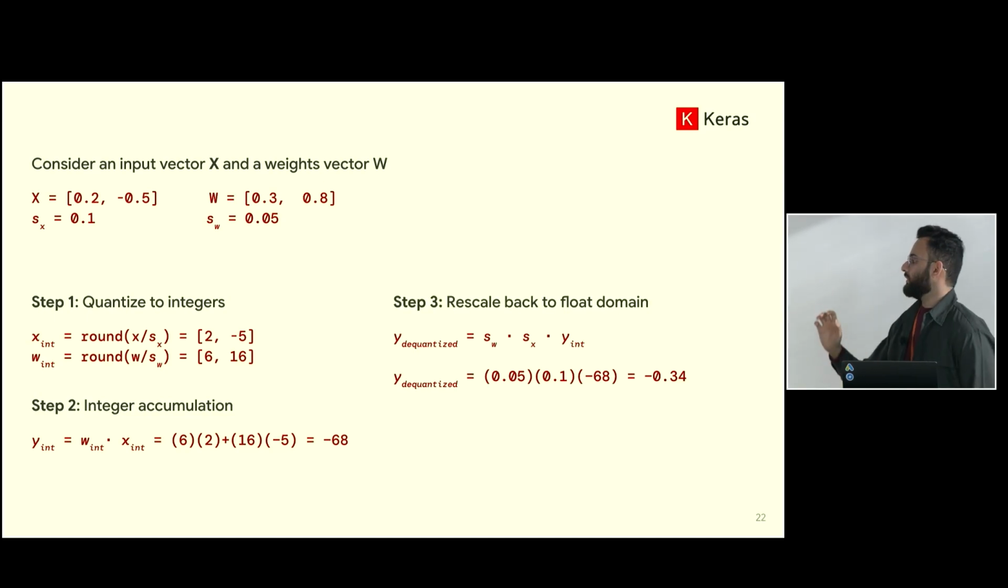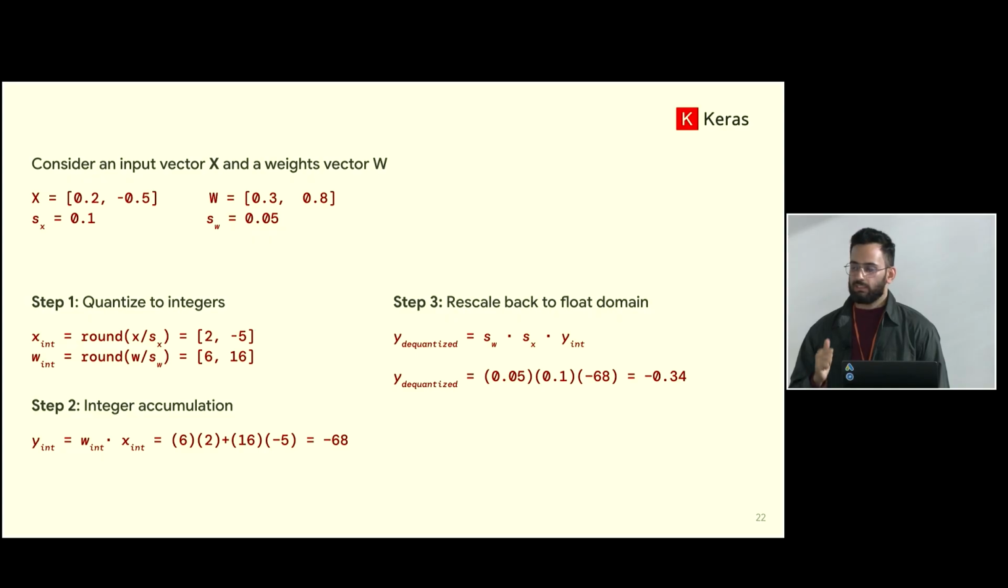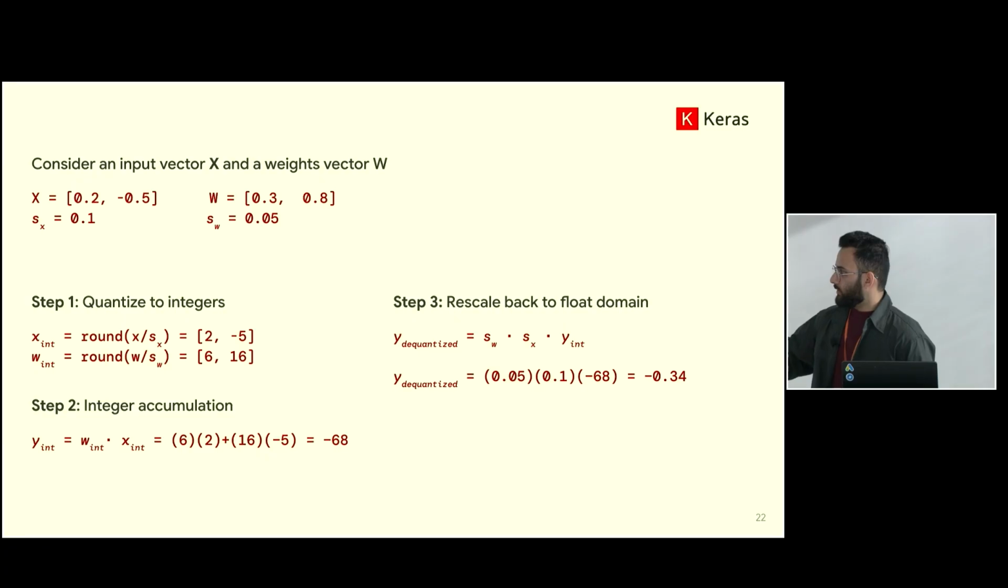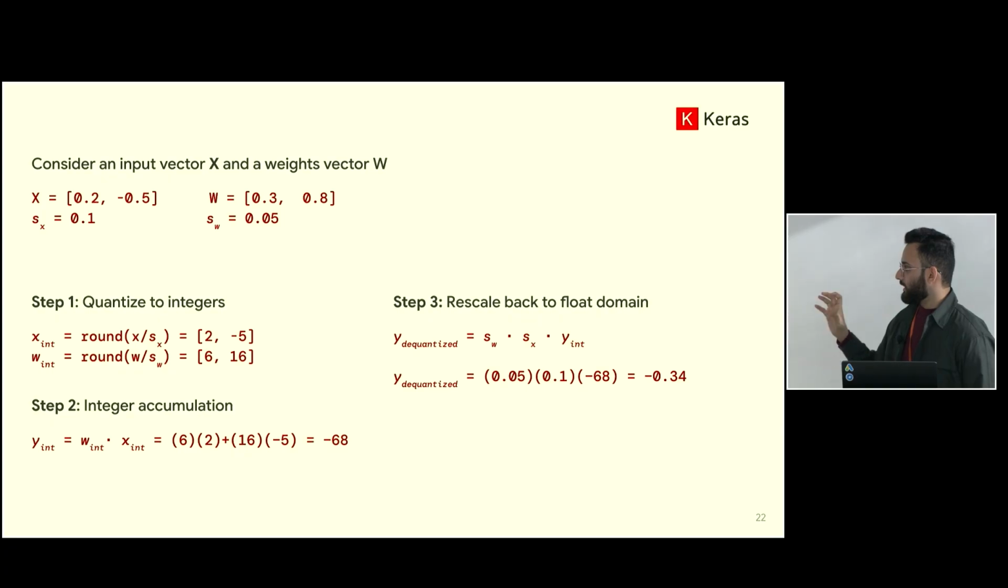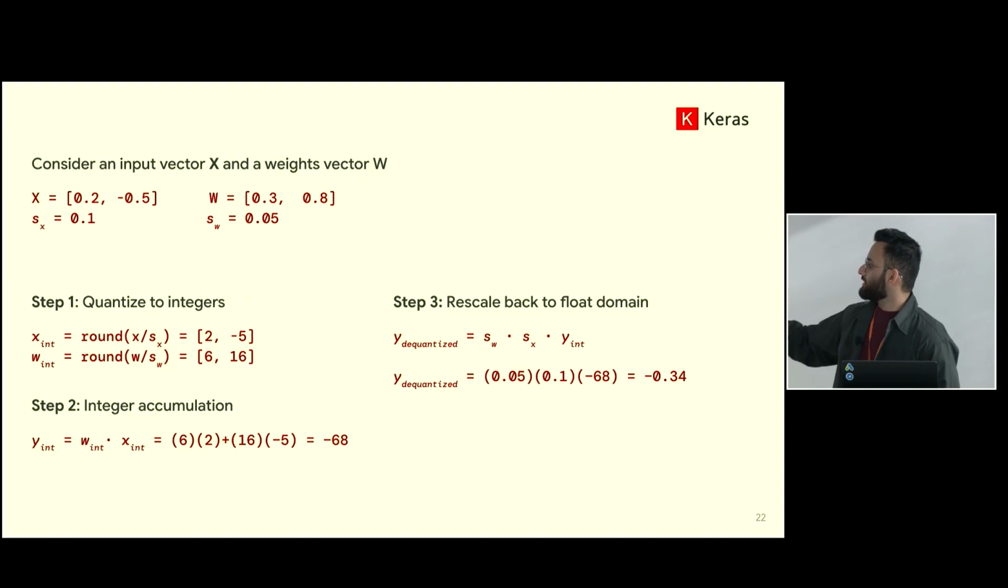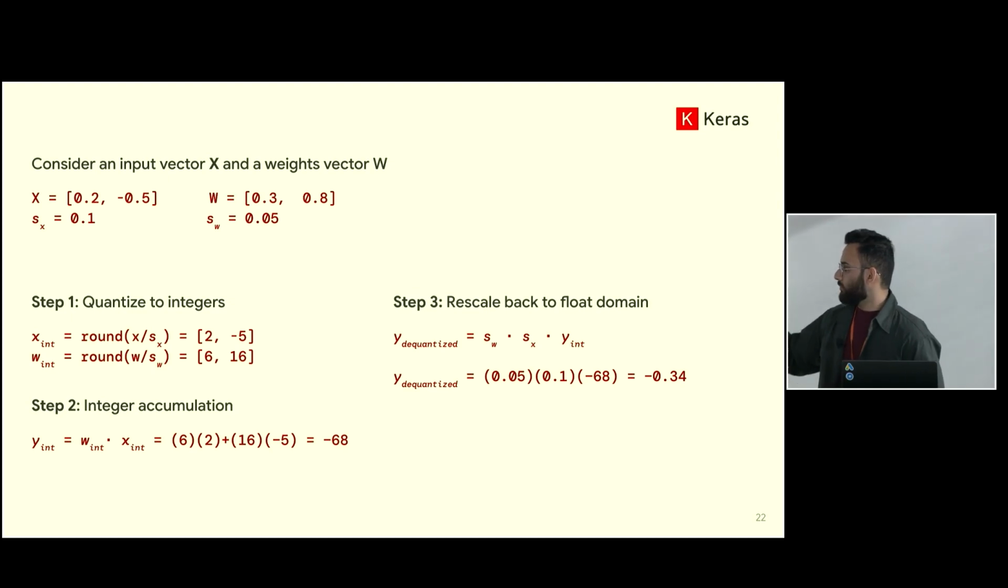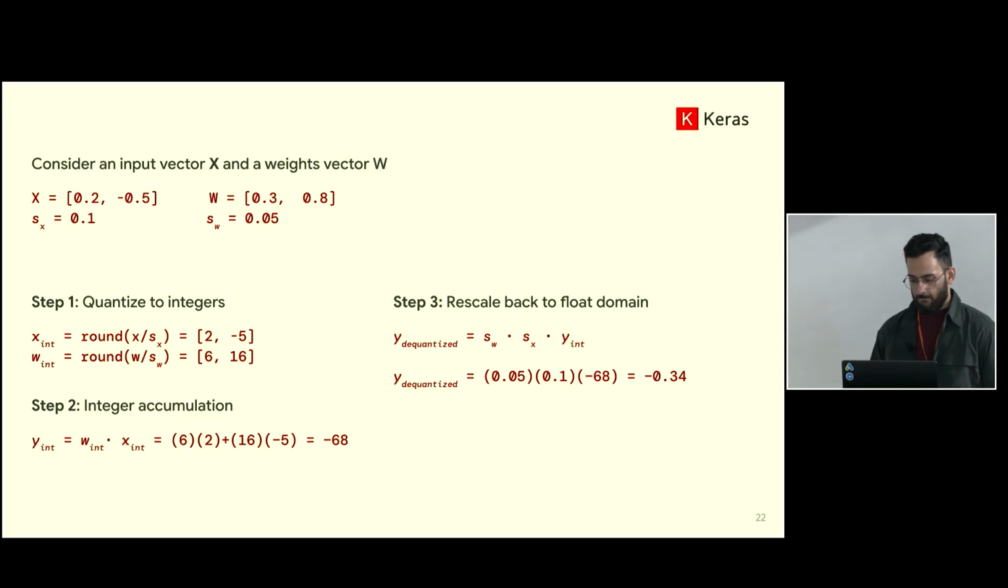And finally, if we want to go back to the floating point domain, let's say into another layer which does not support quantization, all you need to do is the reverse of what you did in step 1. You divided your vectors by the scaling factors, now you just multiply, and you get back the original dequantized result, which is minus 0.34. This would have been the same result if you had multiplied the original vectors x and w together. But the benefit of this approach is that you have to perform zero floating point multiplications when you're in the quantized domain.